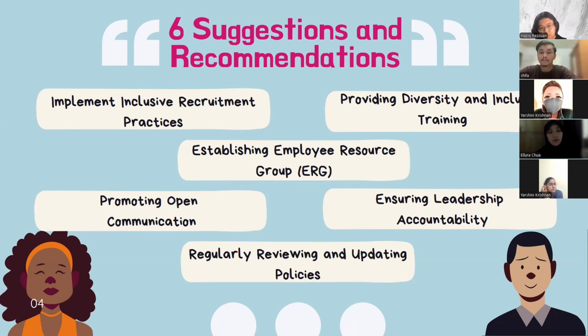The fifth one would be accountable leadership. This means ensuring leadership accountability. This holds the leaders accountable and responsible for promoting diversity and tracking progress with clear goals. For example, evaluate managers based on how inclusive they and their teams are.